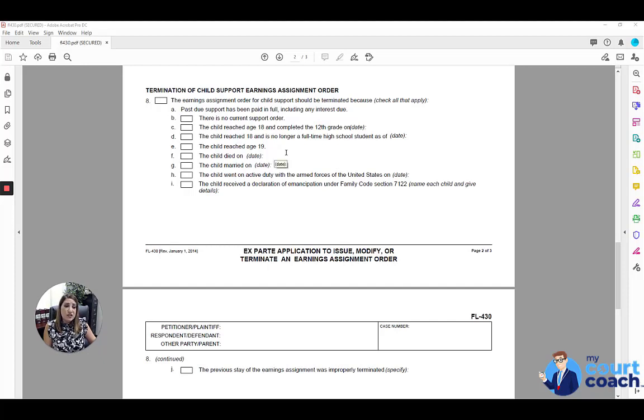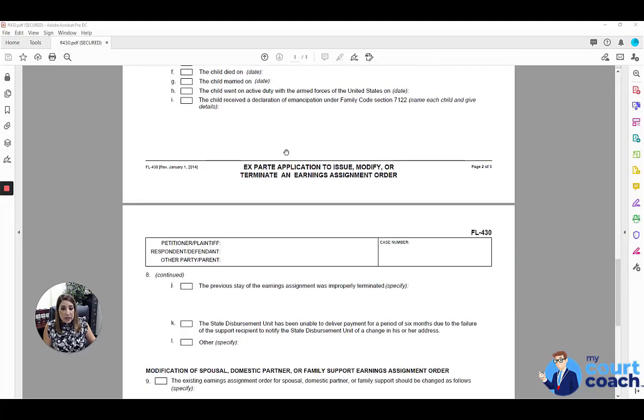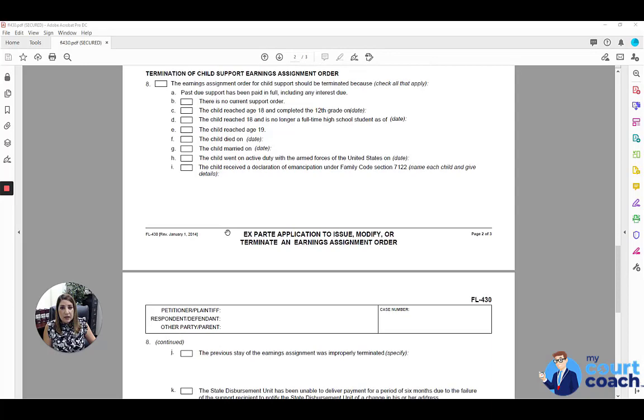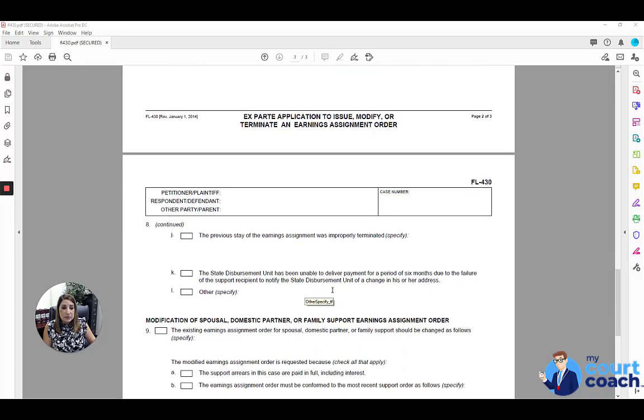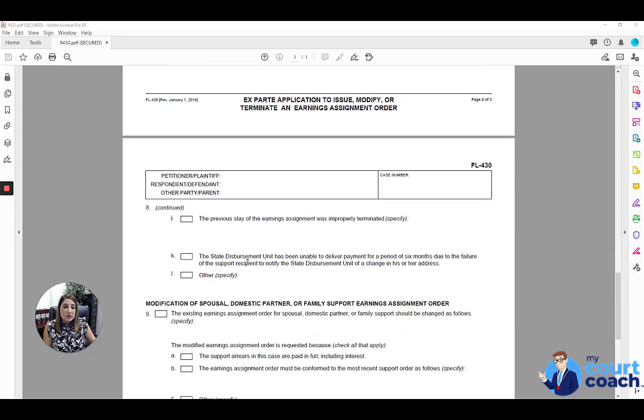So as much information as you can provide to the clerk to make this easier for them, you want to do so. And then 8, again, these are reasons to terminate the child support earnings order. If there was a stay and it was terminated, and you believe it's improper, mark box J and explain why it was improper. K, if the state disbursement unit has not been able to deliver the support payments to the recipient of support because they have not notified the state disbursement unit of a change in his or her address, and it's been more than 6 months, mark box K.